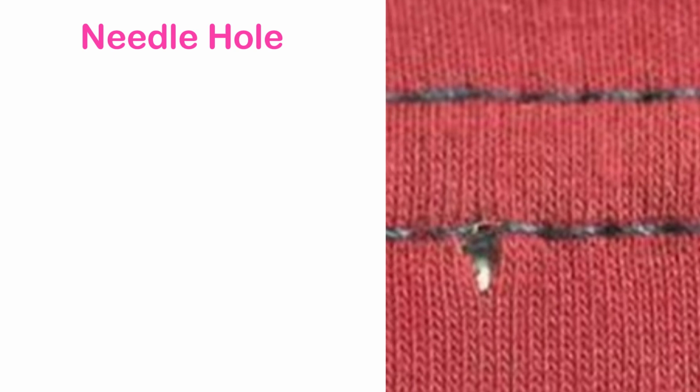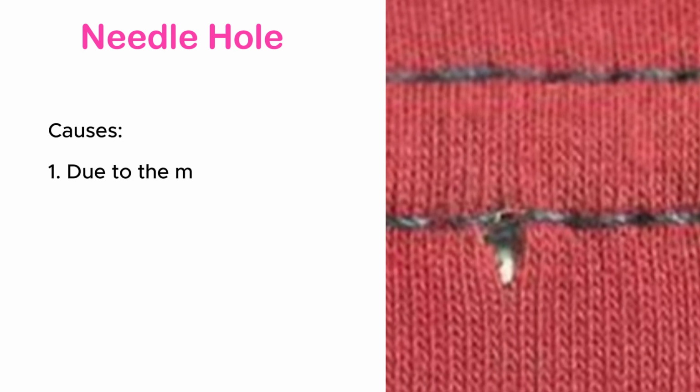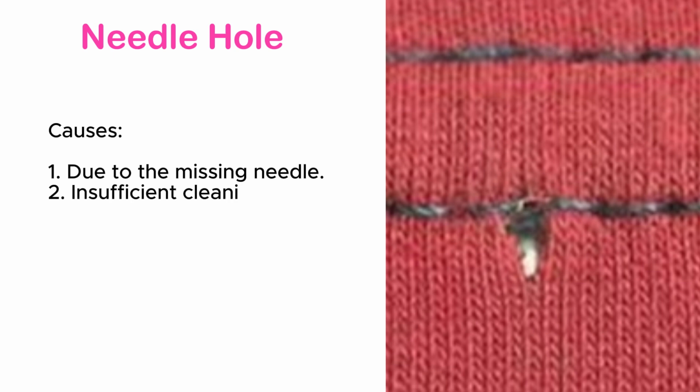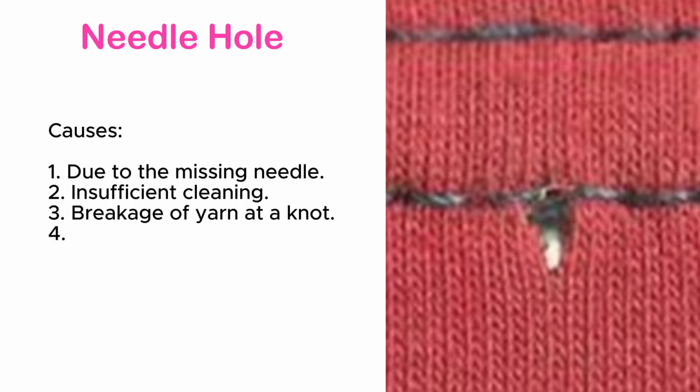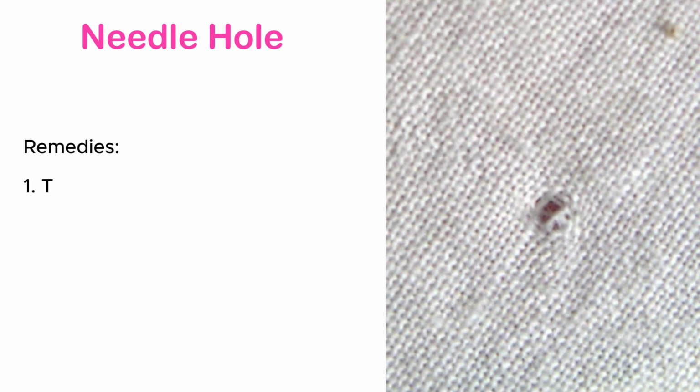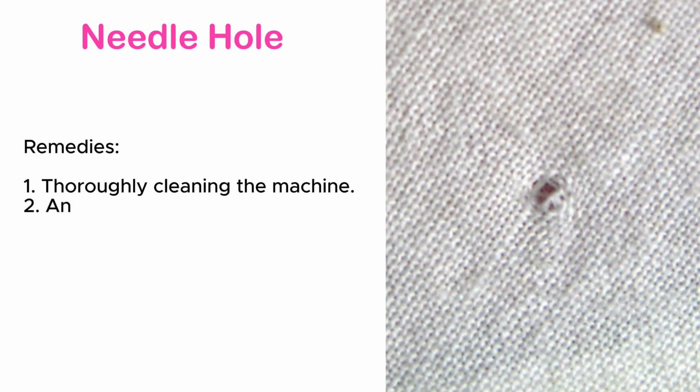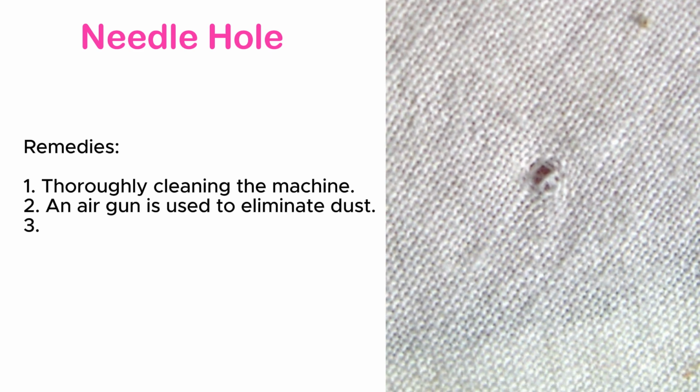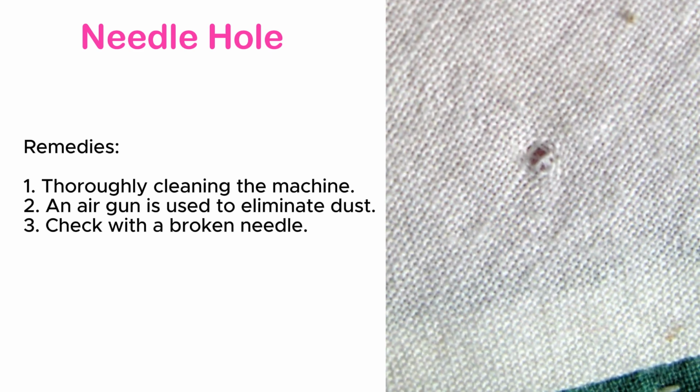Needle hole. Causes: due to the missing needle. Insufficient cleaning, breakage of yarn at a knot, extremely tight yarn twist. Remedies: thoroughly cleaning the machine. An air gun is used to eliminate dust. Check with a broken needle.